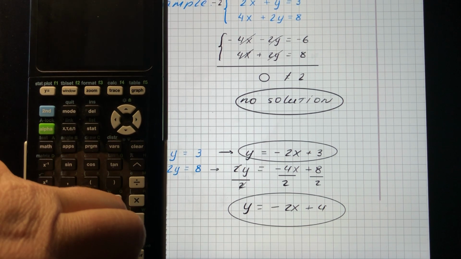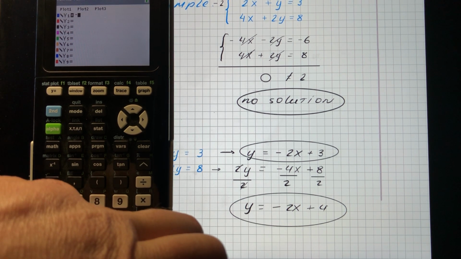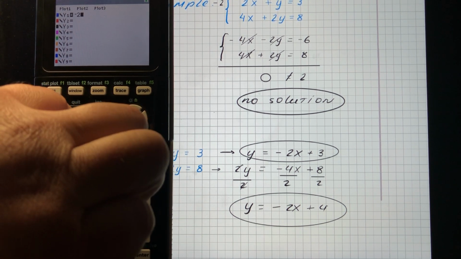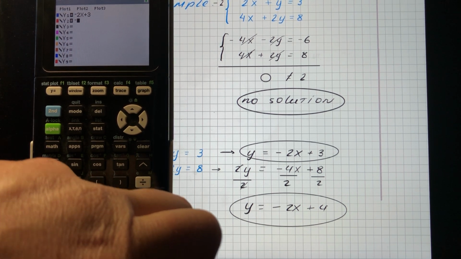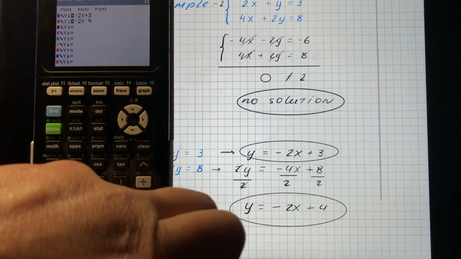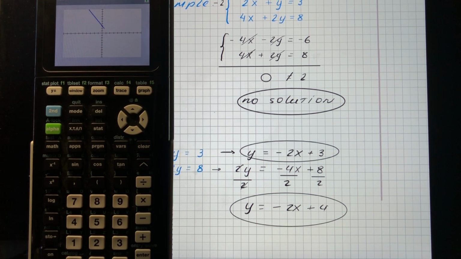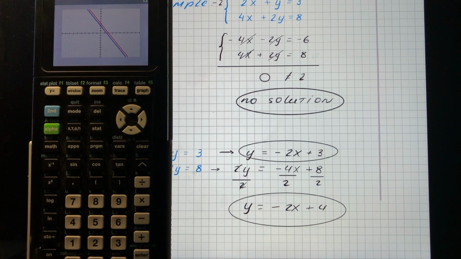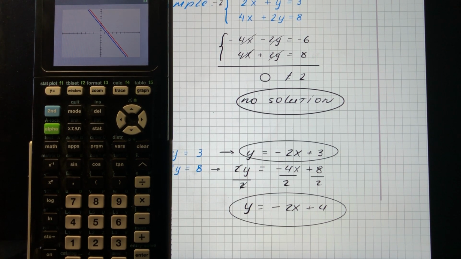So here is the calculator, and here is the first equation. It is -2x plus 3, and the second equation is -2x plus 4. So here they are. Here comes the first equation, and the second one is right next to it, and here they are, and they do appear to be parallel. We know they are parallel because the slopes are the same, but this is the visual confirmation to our work.